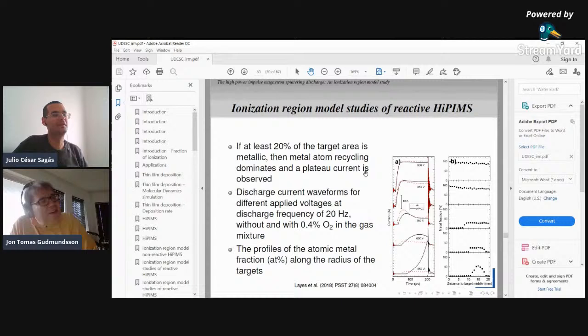So we have not included the magnetic field in the model. Even though we are now trying to understand the influence of the magnetic field, we have still not incorporated it into the model, because this is a volume average zero dimensional model, so there is really no possibility of incorporating the magnetic field, which is more or less a three-dimensional structure. So we still just do this through the discharge current waveforms.